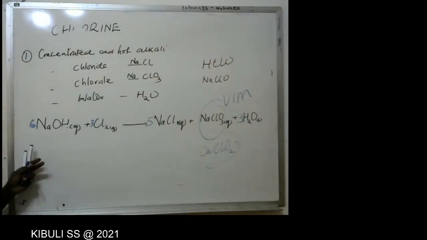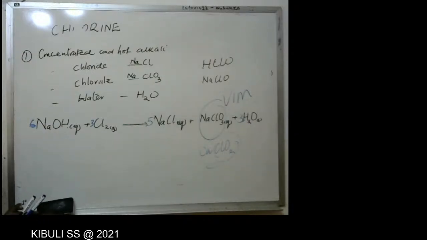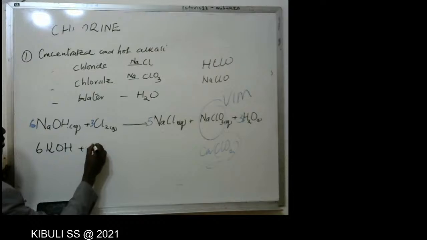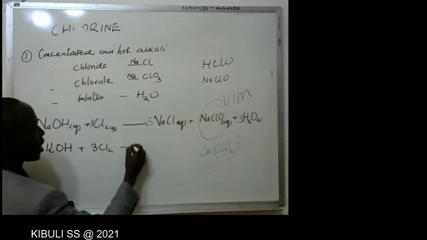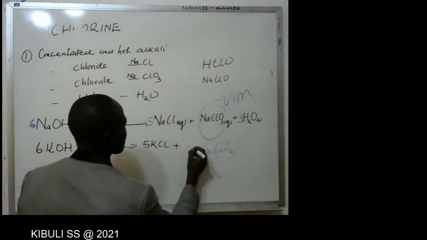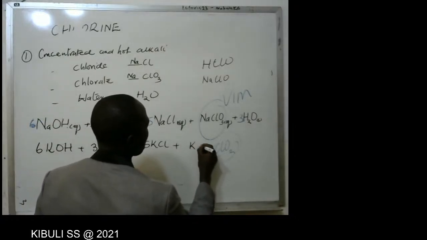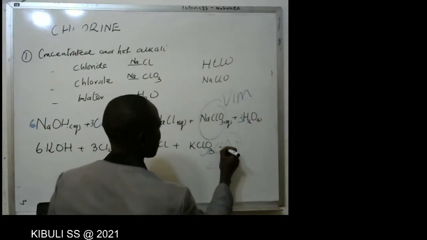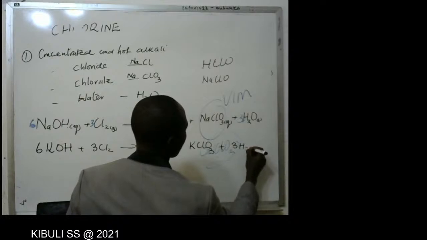So, I think the one for potassium now follows suit. So what's the one for potassium? 6 moles of potassium what? Hydroxide plus 3 moles of chlorine. What we obtain? 5 moles of potassium chloride plus 1 mole of potassium chlorate plus 3 moles of water.